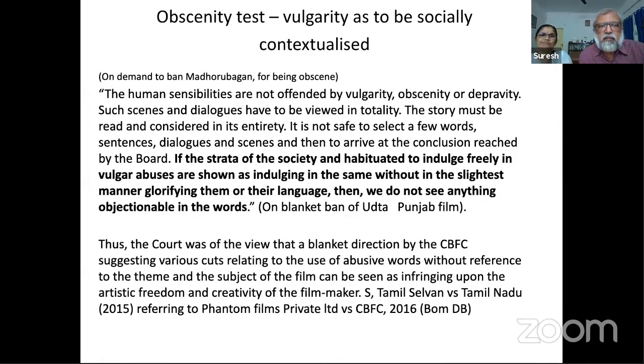Now, you can read it because I've extracted it from the Madurabhagan judgment of the Madras High Court, in which they quote from the Bombay High Court on the Udta Punjab film. It ends by saying the court has a view that the blanket direction of the CBFC ordering various cuts because of the use of abusive words is unacceptable and infringes artistic freedom. This is a thing coming up again and again.